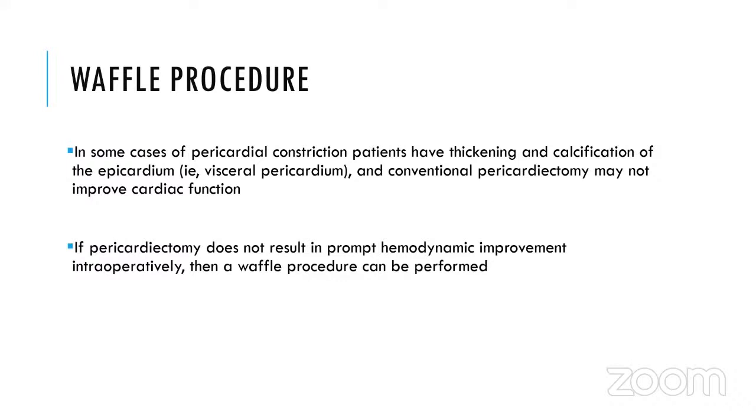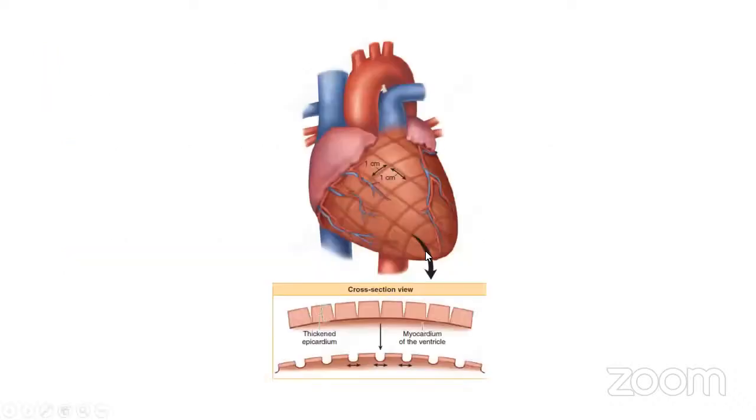Now, in some patients there is constriction and thickening of the pericardium, and conventional pericardiectomy may not resolve the problem. So if pericardiectomy does not result in prompt hemodynamic improvement in these patients, then a waffle procedure can be performed. It usually involves intersecting incisions of 1 centimeter in length, and these intersecting incisions are thought to decrease the area of thickened pericardium and lead to resolution of symptoms. Not a lot of data has been published around this procedure, but the early results are encouraging.